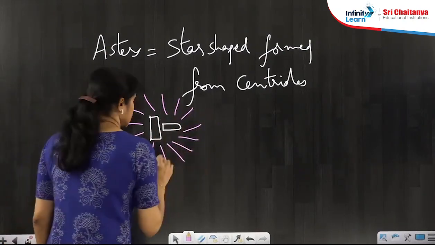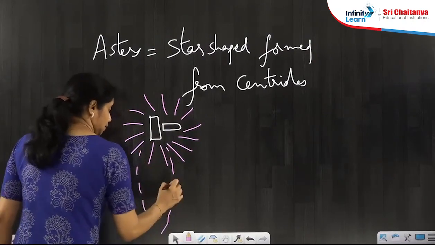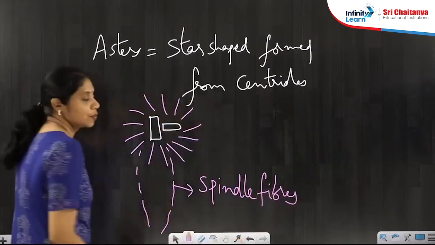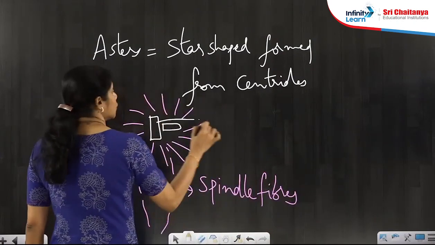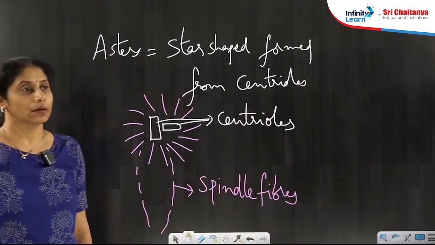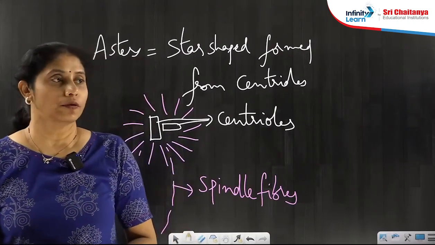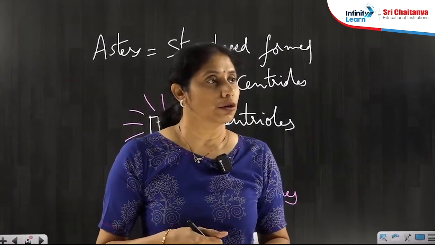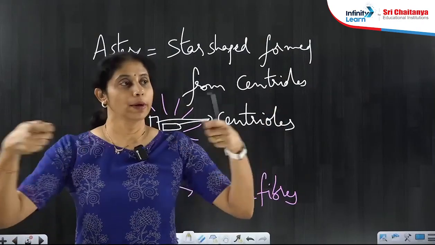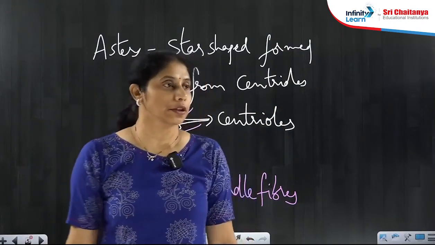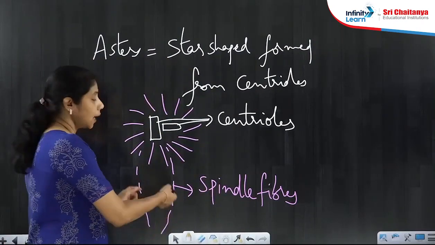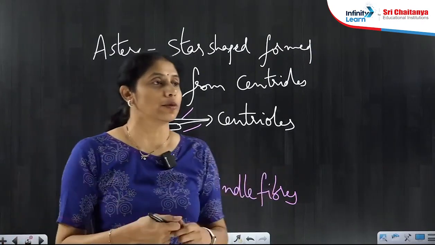And from here only some threads will be coming like this. These are called spindle fibers. The pink ones are spindle fibers and these white ones are centrioles. Okay. So, from the asters only spindle fibers are also formed. What is the function of asters? To hold the spindle fibers at the poles. They will be present at the poles, and they will be holding the spindle fibers necessary for cell division. Clear? Spindle fibers are thread-like structures which are made up of microtubules. They are necessary for holding the chromosomes and distribution of chromosomes during cell division.